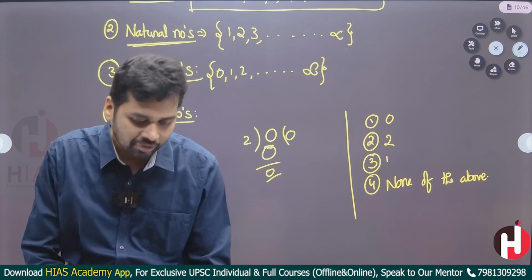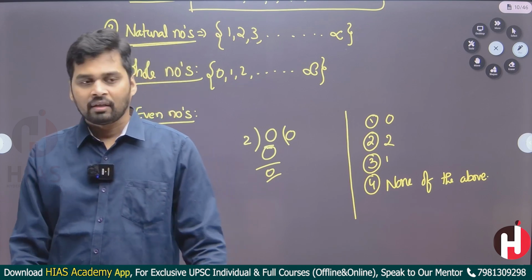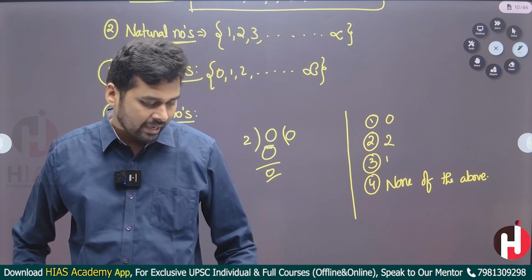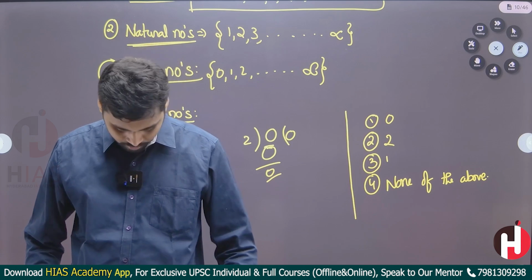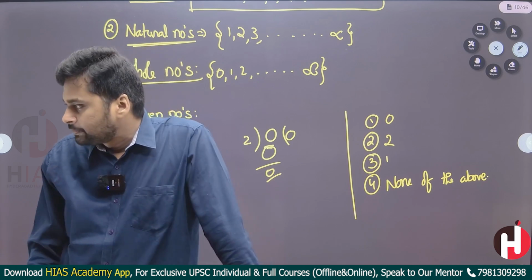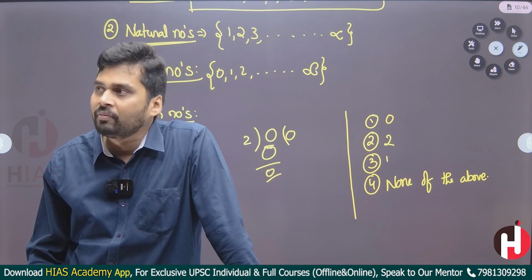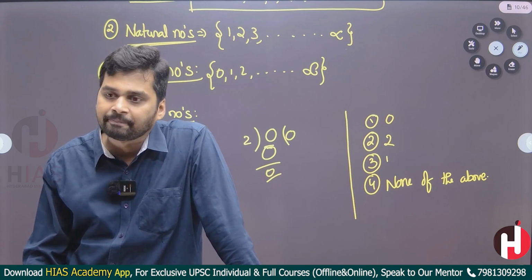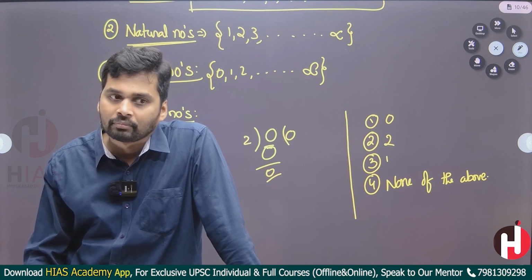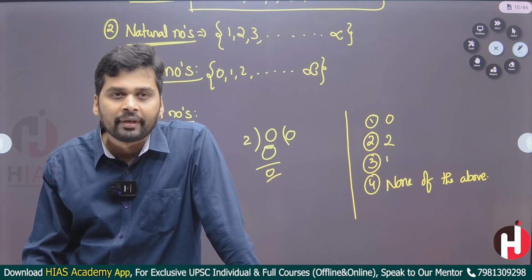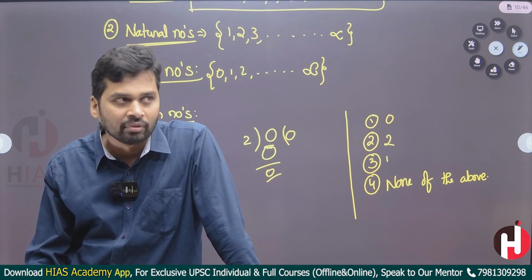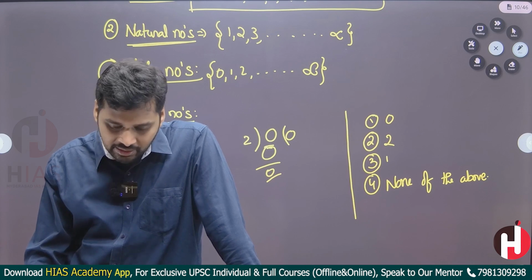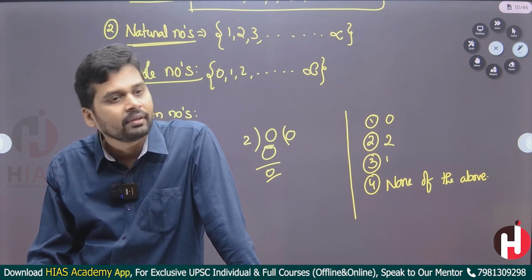Of course, if you want the definition, you can write it like this: any number which is perfectly divisible by 2 is called an even number. In that you can also write that 0 is an even number.